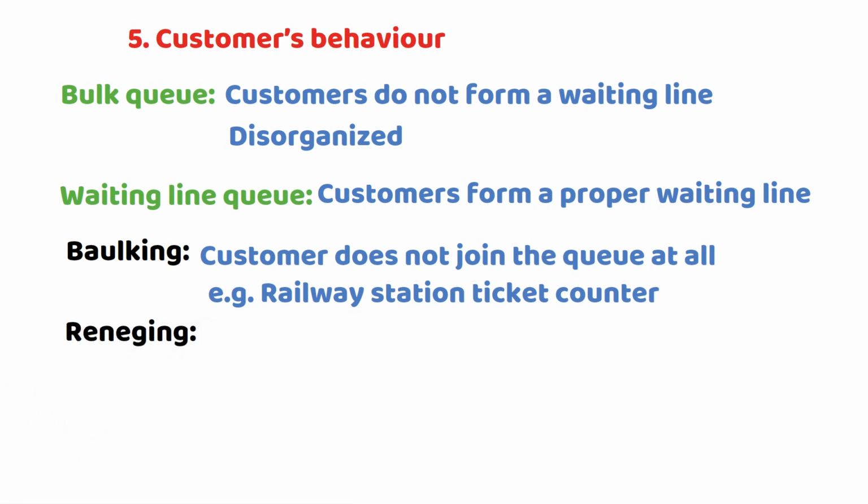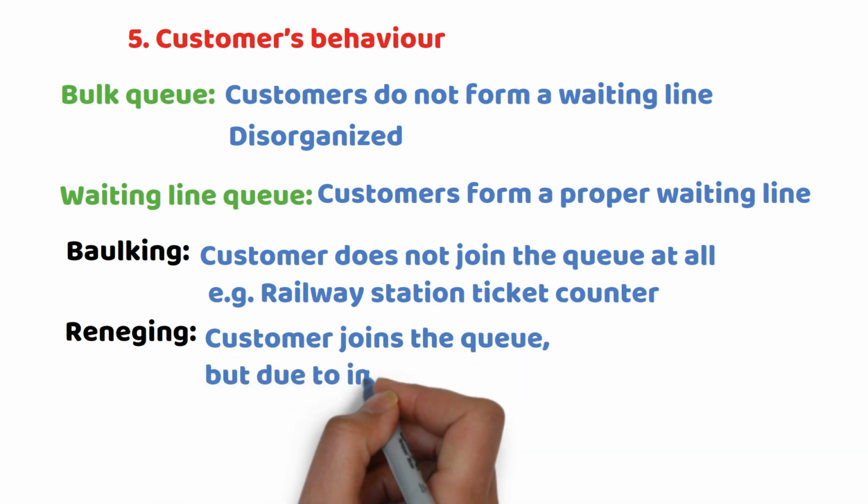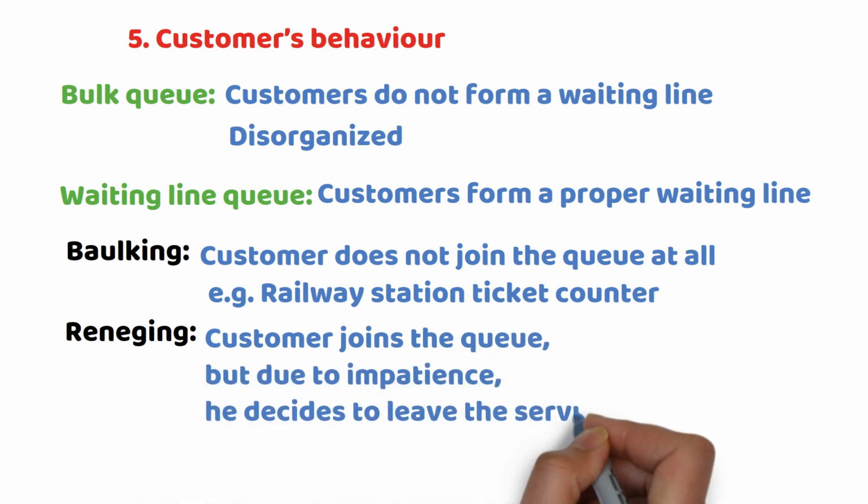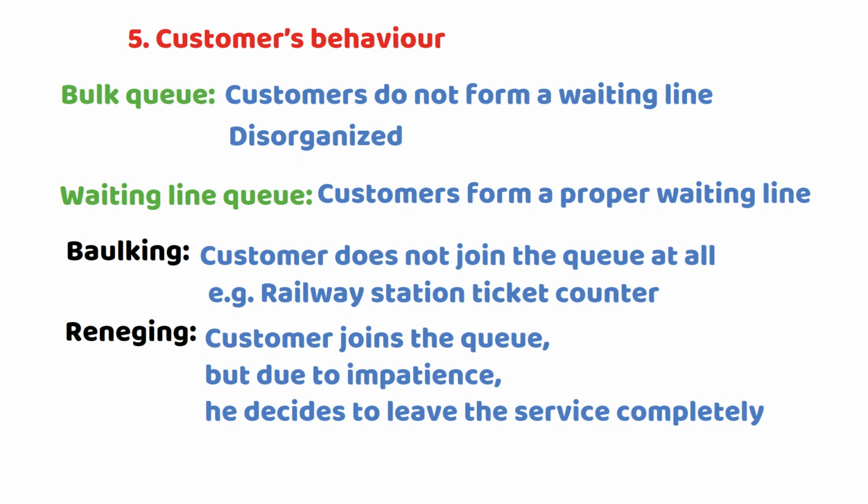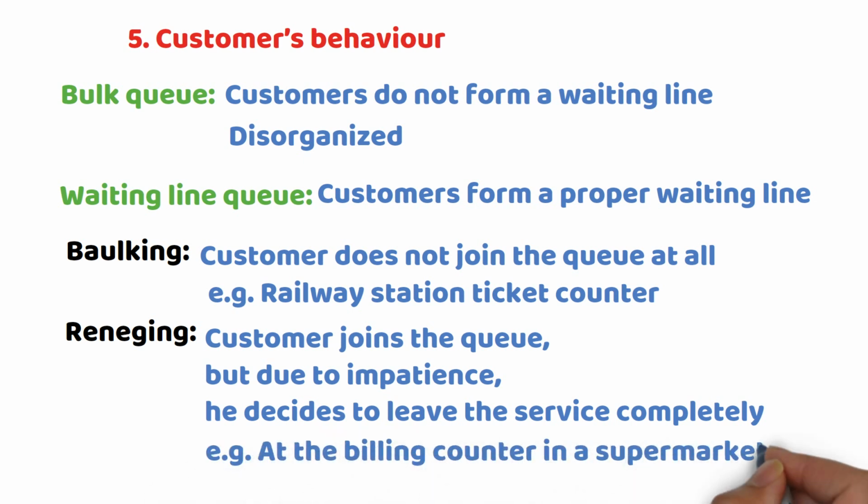Reneging is a situation whereby a customer joins the queue, but due to impatience, he decides to leave the service completely. For example, at the billing counter in a supermarket, people get impatient waiting in line to check out, so many times, people leave the baskets and just walk out without buying anything.